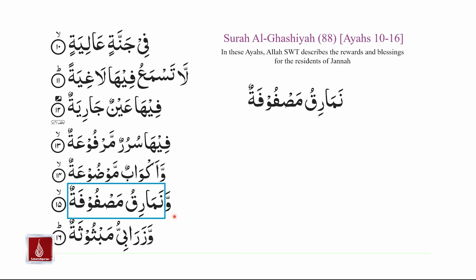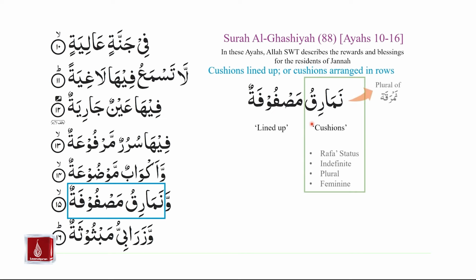In the next ayah, we have namariqu masfufatun. Let us analyze this further. Namariqu means cushions. Masfufatun means lined up. Taken together, namariqu masfufatun means cushions that are lined up or cushions arranged in rows. Already we can see that masfufatun describes the attribute or characteristics of namariqu.